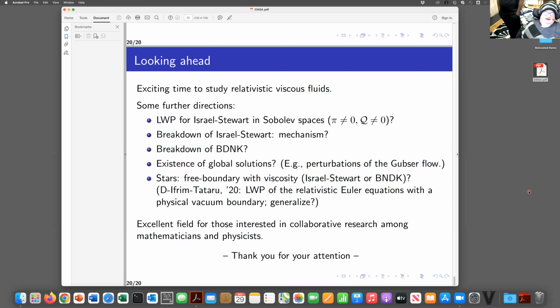Very nice talk. I have a question. When you look at this stuff, when it's coupled to the Einstein equations, maybe you probably know that in constructing initial data, there's the conformal method. Have you guys thought about that at all?